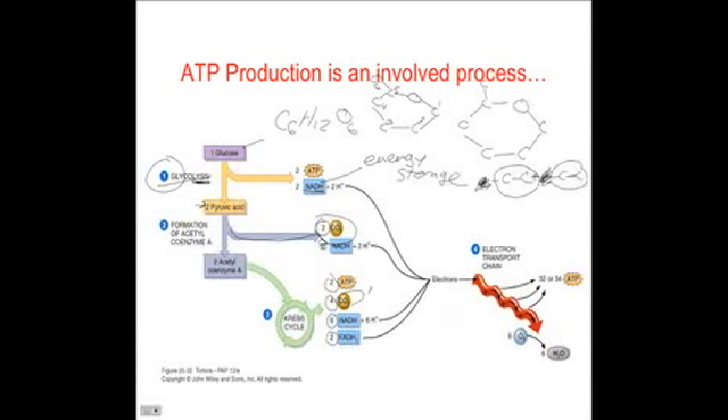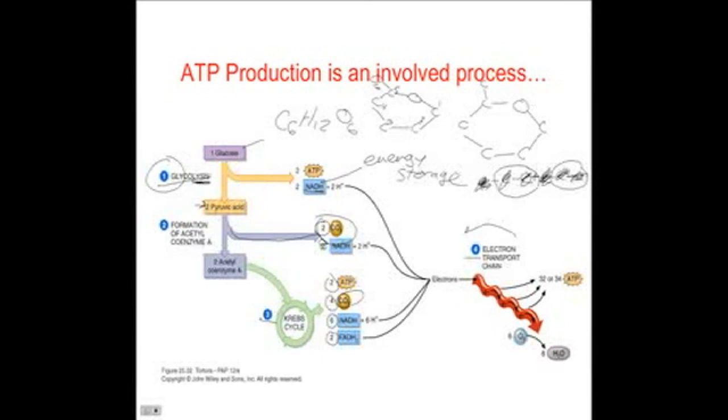4 more carbons come off. 1, 2, 3, 4. So by the time we're done with Krebs cycle, all of the carbons from our original glucose molecule have been converted to carbon dioxide, and we'll breathe those out. Okay, so that's phase 1, 2. Krebs cycle is phase 3. And then finally, the electron transport chain is phase 4.